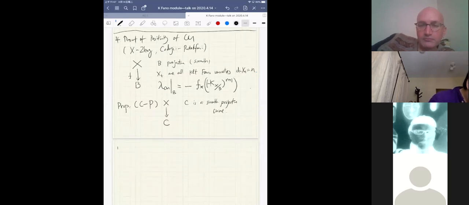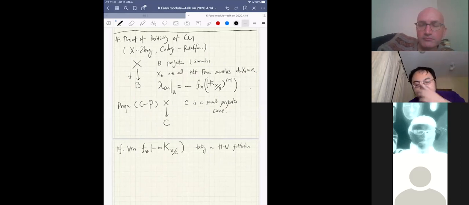Okay. So what do we want to do? So we look at the F lower star minus M KX over C. So for adding M, we now take a Hadamard-Schumann filtration on this. So basically the filtration is filtered by the semi-stable sub-bundle with slope given by the degree.